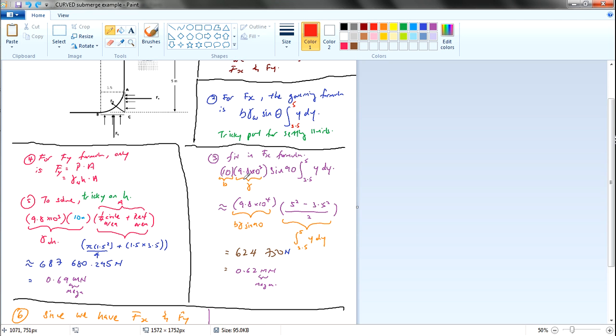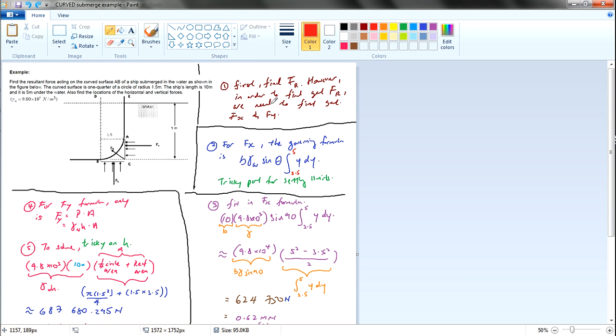So just to summarize before I go to force Fy in the y direction, everything starts off with F equals PA. This PA will expand and become like this. You set your limits, you fill in whatever you want, and you get your values for Fx. For Fy, same thing, we use this formula. However, the pressure itself is different. We use rho gh, because it's in terms of this length.